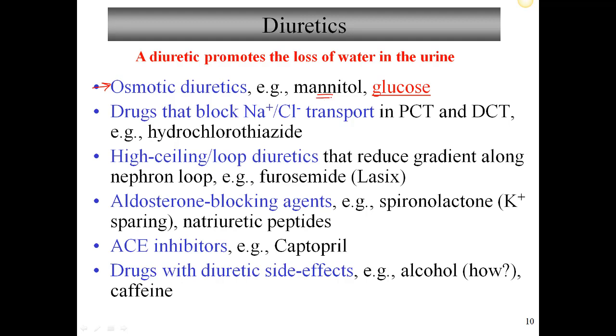We can take something like mannitol, for example, which isn't processed by the nephron at all. We can put that in the blood, and the mannitol will be filtered out of the plasma, pass through the nephron, and it will not be reabsorbed. Because there's more solute in the form of mannitol in the tubular fluid, that draws water into the tubule, and so more water gets locked into the tubule and more water will be excreted in the urine. So this is how an osmotic diuretic works.